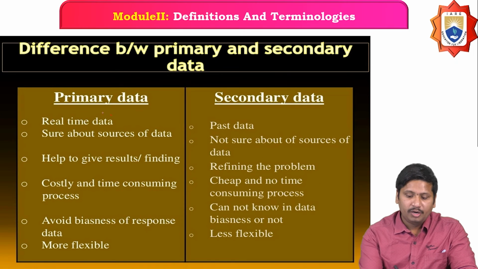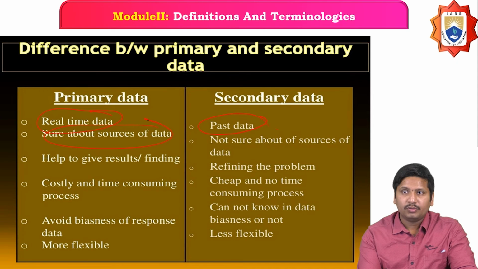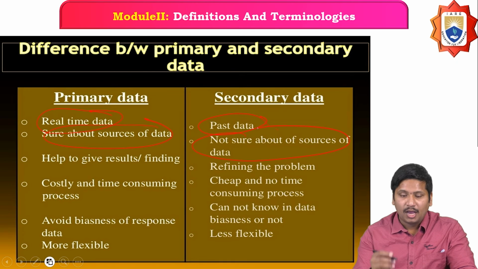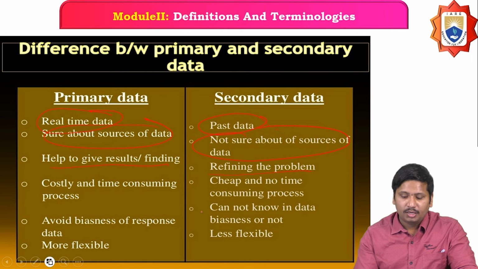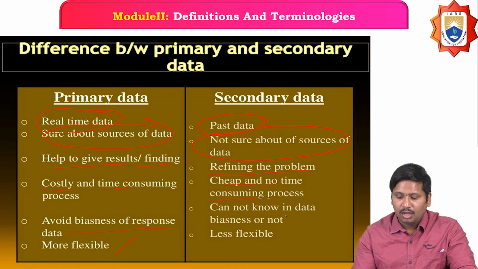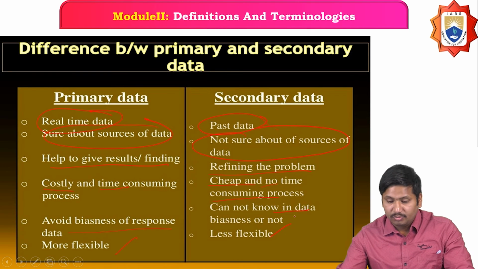So primary data is real-time data, whereas secondary data is past data. You are sure about the source of primary data, but not sure about the source of secondary data. Primary data helps to give results and findings, but you have to refine the problem, and it is costly and time consuming, but secondary data is cheap and not time consuming. It is more flexible, and you cannot know how biased the data is, and secondary data is less flexible.